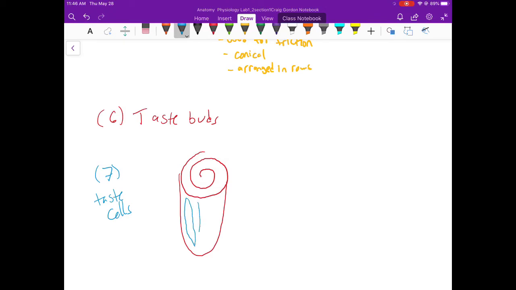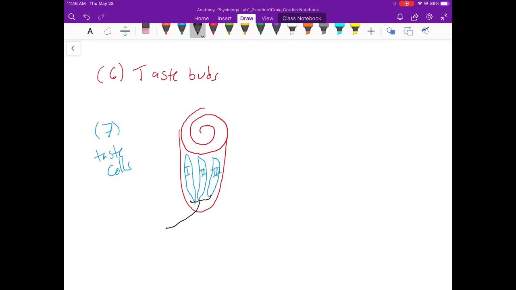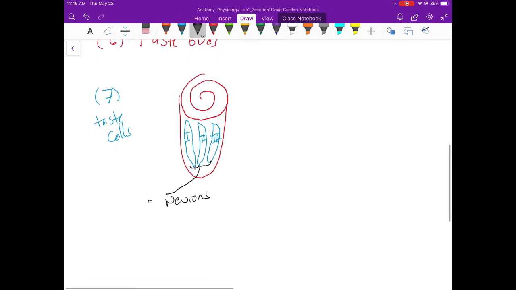There are 3 different types of taste cells. And at the bottom, you would have nerves or neurons that are connected there. But I'm not going to get ahead of myself. So we have 3 different types of taste cells, our 1, 2, and 3. And then over here, these are going to be neurons that are connecting to that, and then they connect to the facial or the glossopharyngeal. And that's number 8.